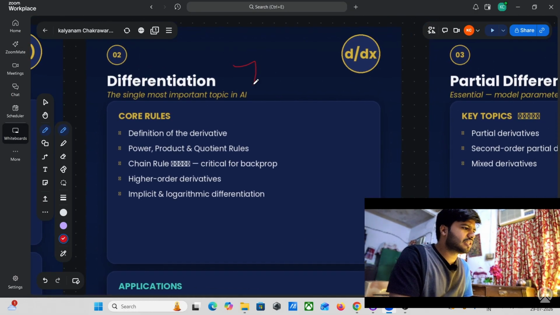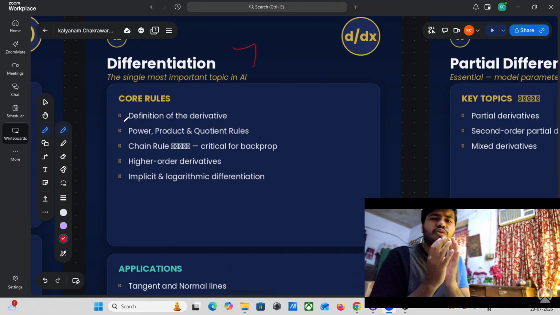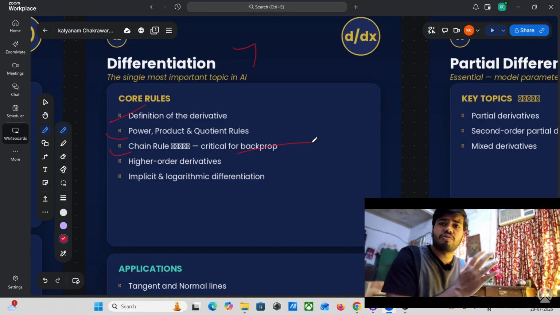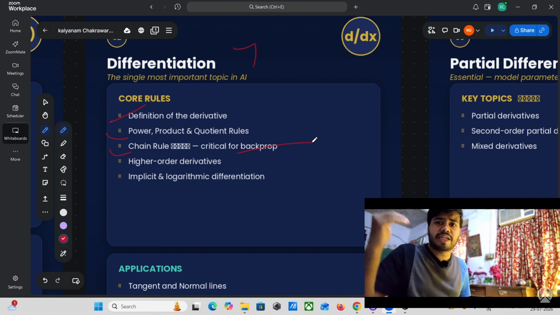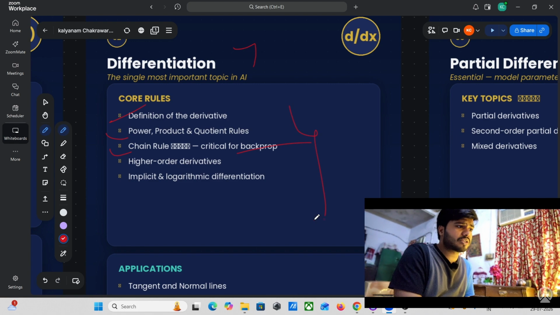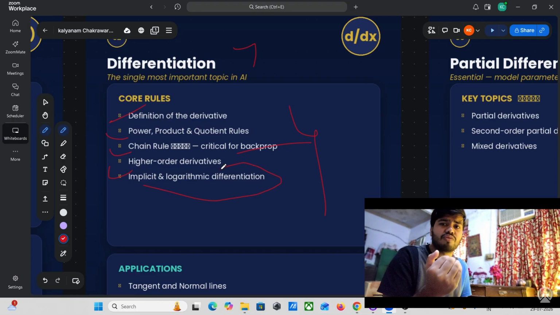In differentiation, you need to learn the core rules, like what derivatives are: power, product and quotient rules, chain rule, and backpropagation. It is useful for the chain rule, which is very, very important. In the deep learning section, this topic is very helpful for you guys. And higher order derivatives, implicit and logarithmic differentiation, you need to master these.